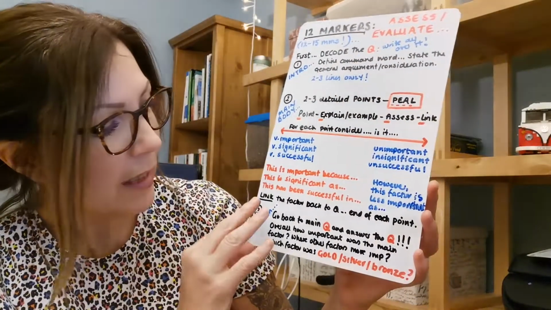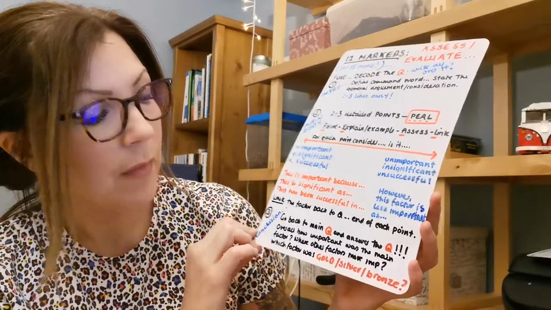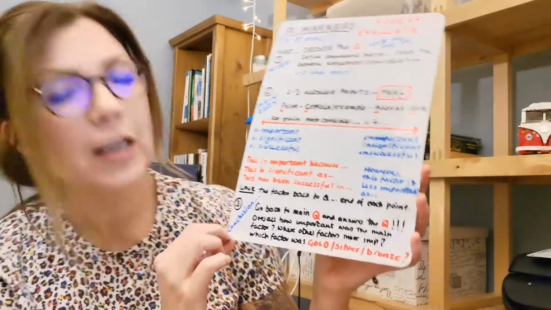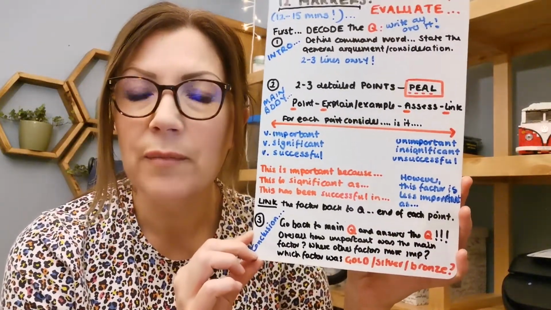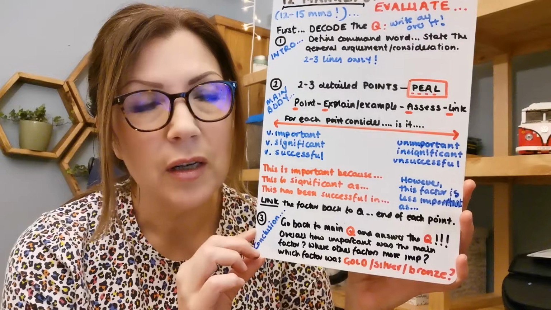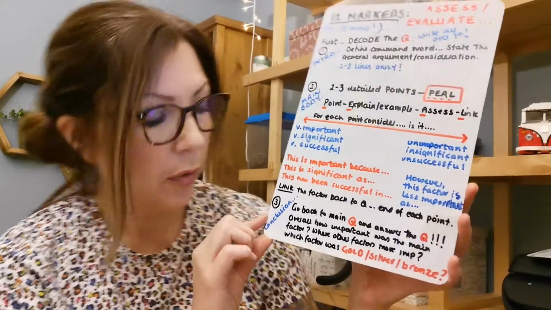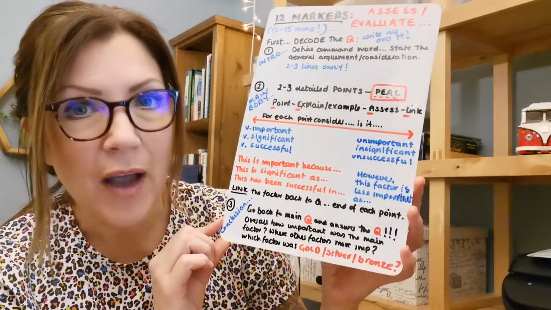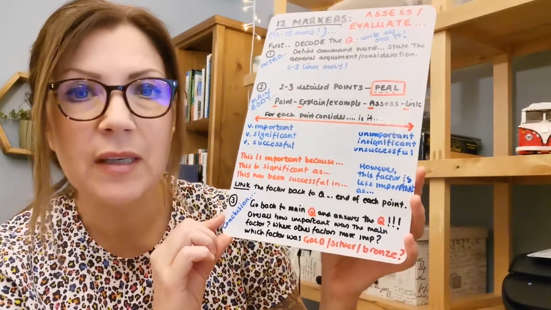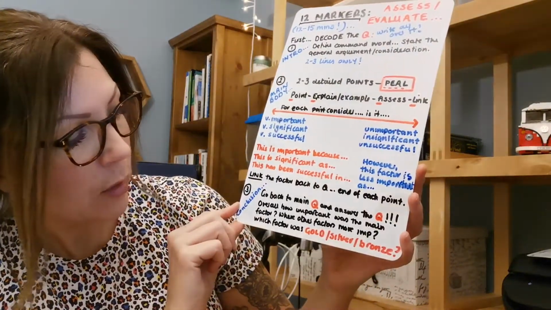Okay, and then finally, as we said there, it says link each factor back to the question for each point. And then finally, a conclusion. Now, assess doesn't necessarily need a conclusion, but evaluate does. But I think it's good practice if you have time to do it for both. So here it says, go back to the main question and answer the question, okay? Which is the most important factor? And overall, how important were the main points that you're making?